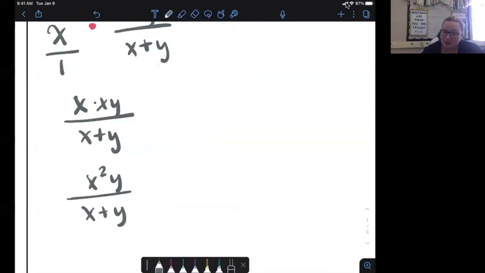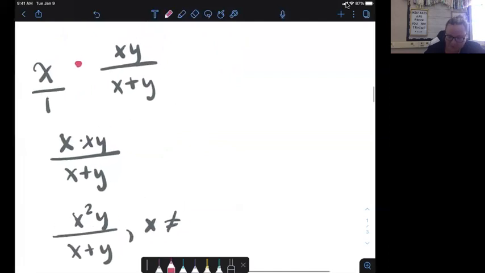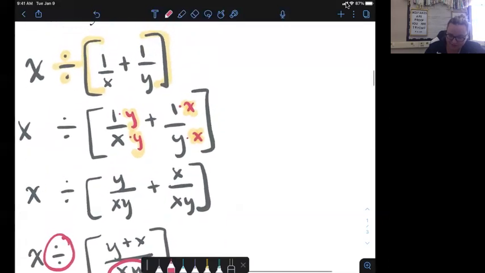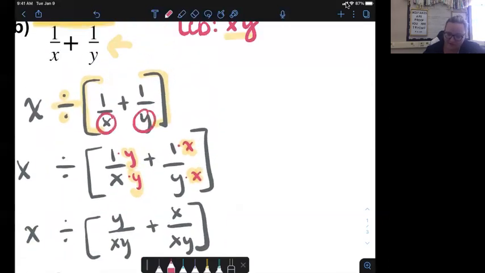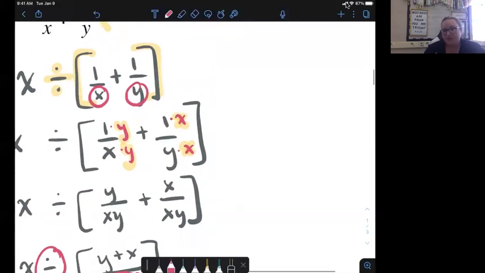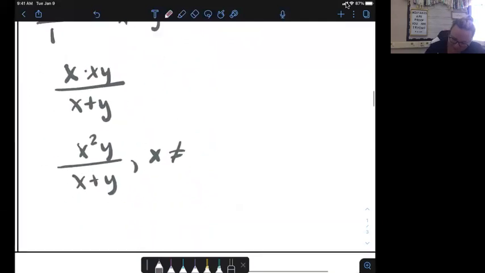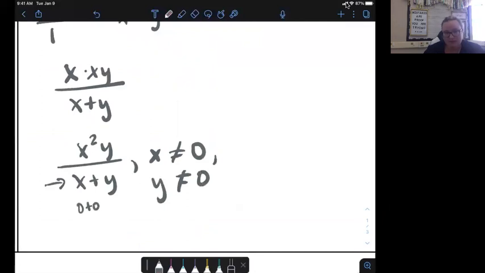And then we need to state our restrictions. So x can't be, well, up here in this fraction we had x and y in a denominator. We originally had x and y in denominators here. So neither of those are allowed to be 0, because then you'd have 1 over 0. So x and y can't be 0. And that would be the same case for x plus y in the denominator here. If you had 0 plus 0, you would get 0 in the denominator again. So we're good to go.